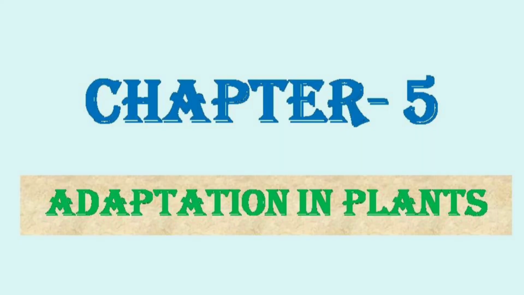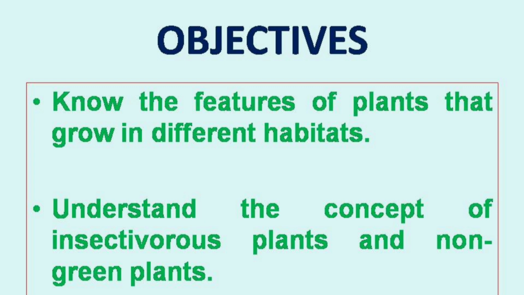So today in this video, we will be learning about the adaptation in plants. Chapter 5, Adaptation in Plants. Here in this chapter, we have two objectives to learn. The first one is to know the features of plants that grow in different habitats. And the second is to understand the concept of insectivorous plants and non-green plants.